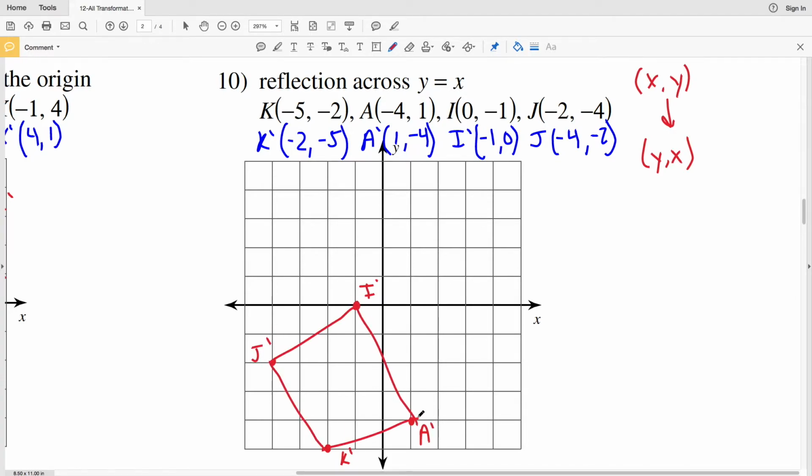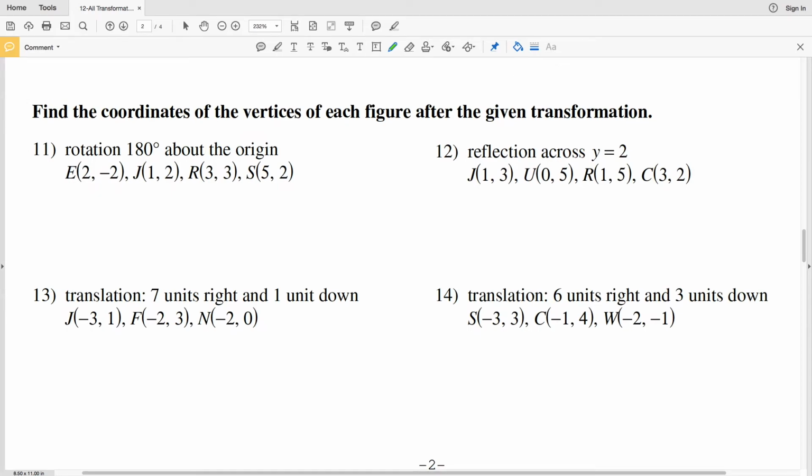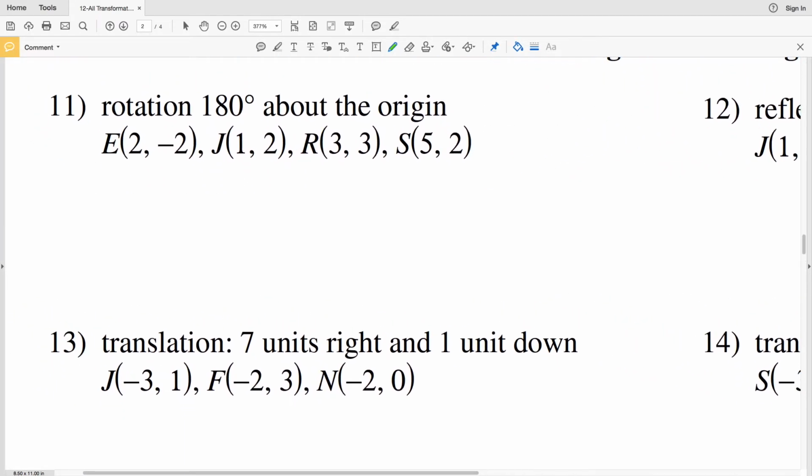So here is my reflected figure, and I'll quickly do the original so that you can indeed see the reflection. For the last 4 problems, we're going to be finding the coordinates of the vertices of each figure after the given transformation. So essentially, we're going to either translate, rotate, or reflect the given points, because those make up the vertices of our figure. So for number 11, we have a rotation about the origin 180 degrees.